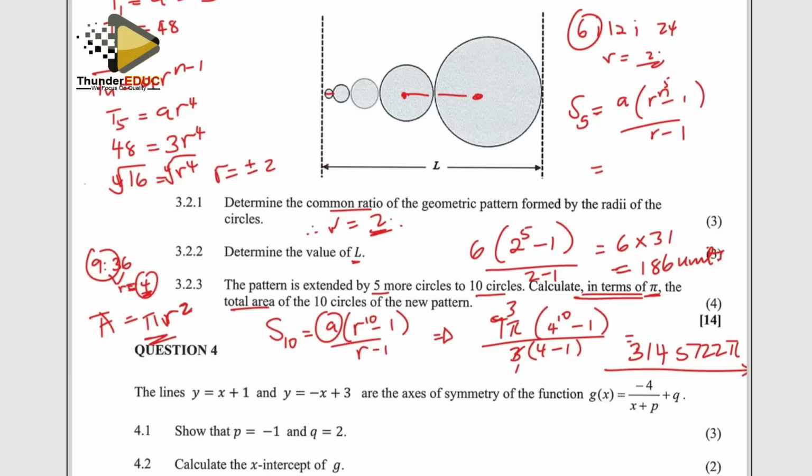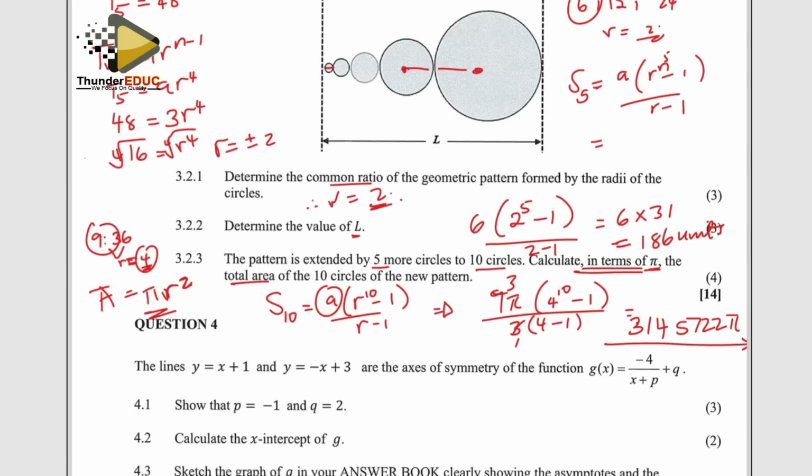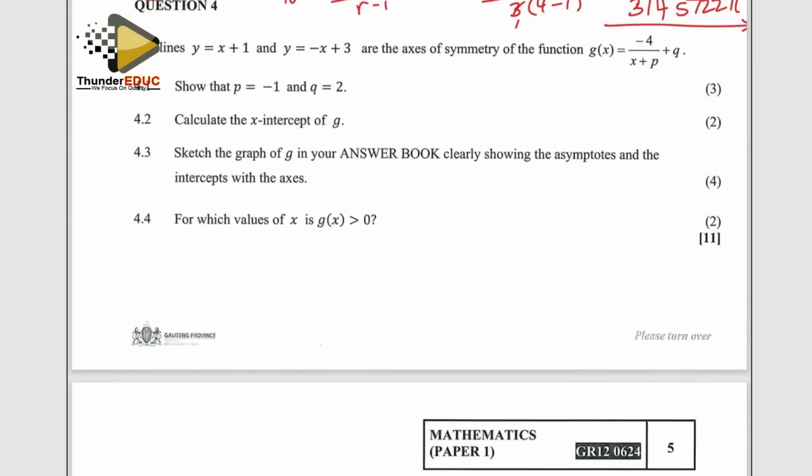Alright guys, so that is what was needed of us in question 3. Then question number 4, they're telling us that the lines y is equal to x plus 1 and y is equal to negative x plus 3 are axes of symmetry of a hyperbola. Can we show that P is that and Q is that? So we know that these axes of symmetry will always intersect at the point where the asymptotes meet.